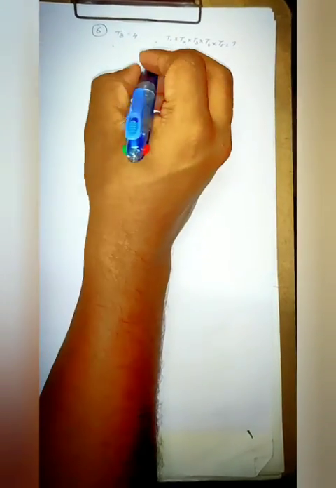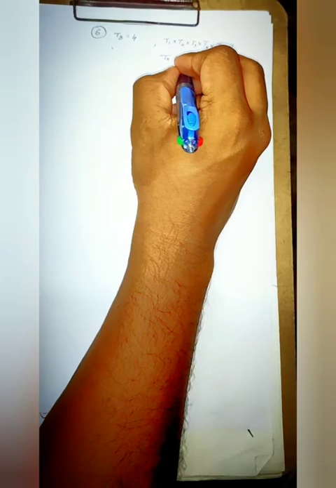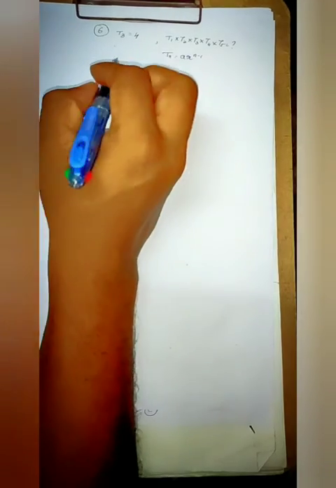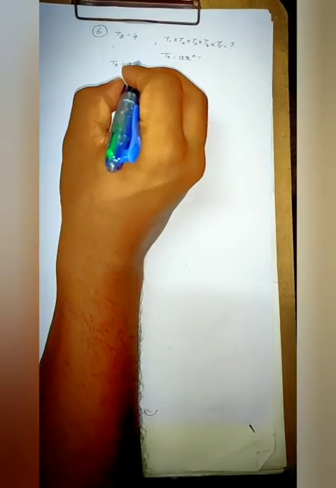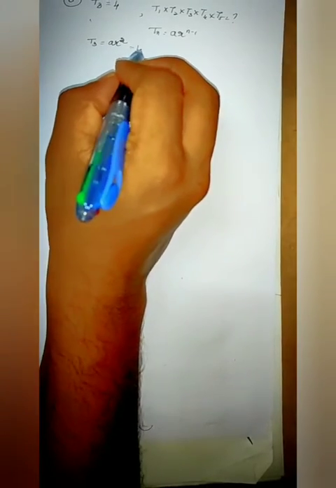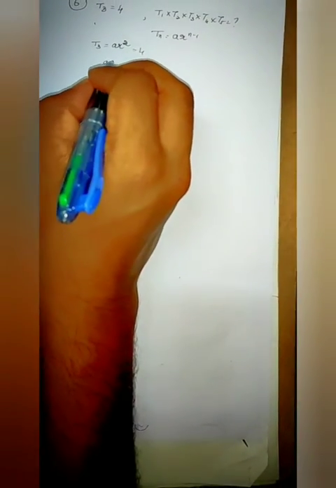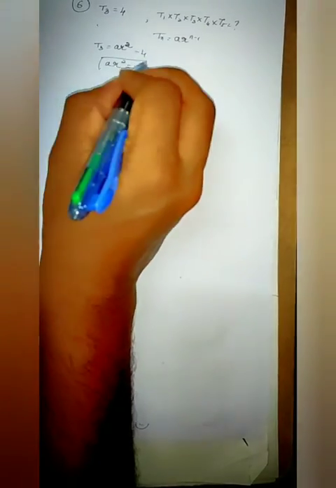So here T3 is equal to 4. I'll just write the formula once. Tn is equal to A into R to the n minus 1. This is the formula of geometric progression. After this, T3 can be simply written as AR square, since it is n minus 1, 3 minus 1 is 2, so square. So AR square is equal to 4. Let me keep it in mind that AR square is nothing but 4.